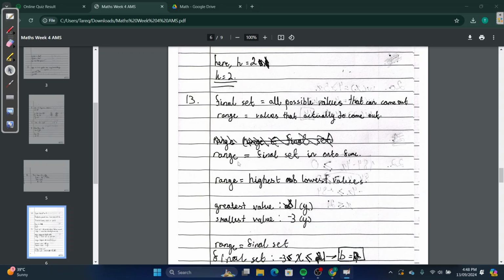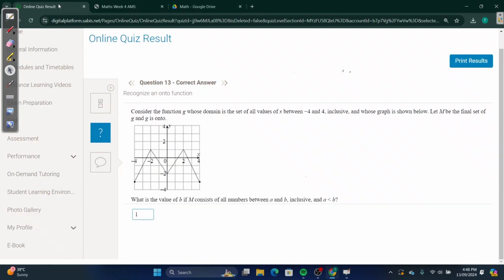Okay, so your range obviously is your highest value and your lowest value. It's all values between it. This is our domain. So you find the highest value on the graph, which is here 1, and your lowest value here, which is -3. 1 and -3. These are the values of A and B. A would be -3 because B is greater than A. They want the value of B, so B is 1.